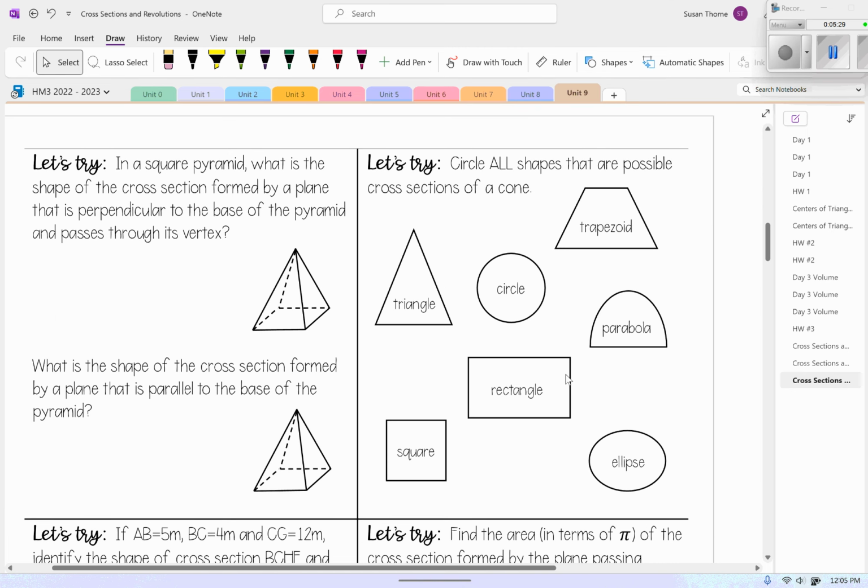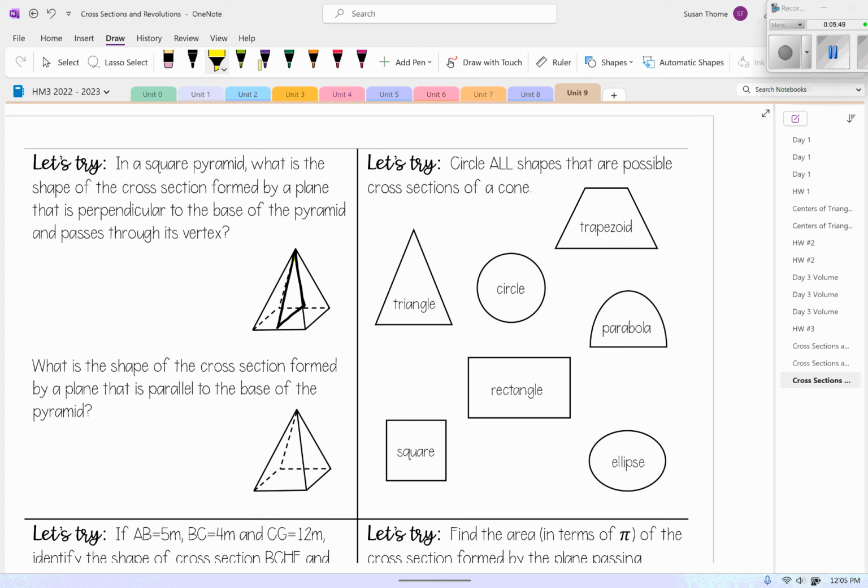So it says, in a square pyramid, what is the shape of the cross section formed by a plane that is perpendicular to the base of the pyramid and passes through the vertex? So if we are perpendicular passing through the vertex, notice that that's like that first problem that we had with the cone. It's the same idea. It makes that triangular shape, so it makes a triangle.